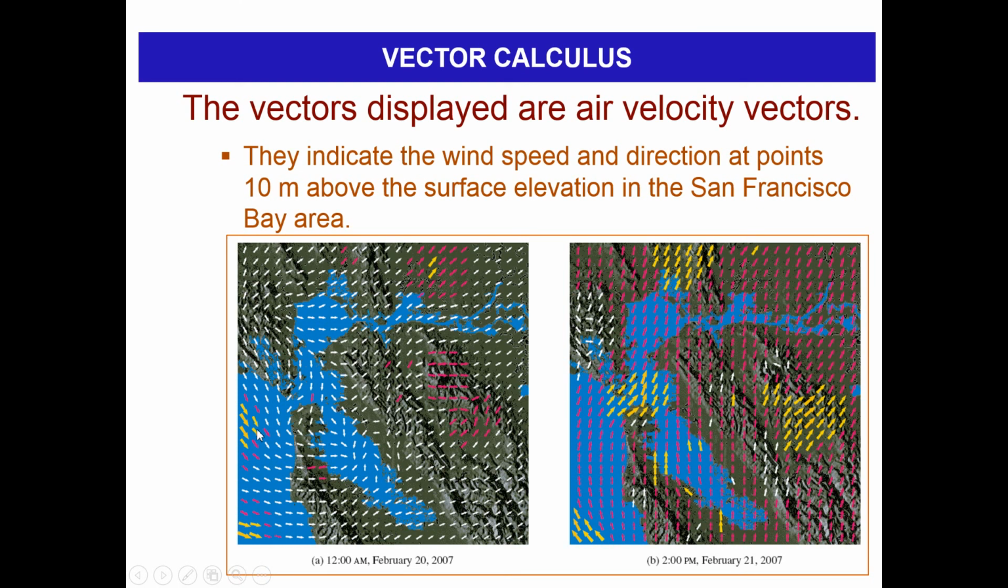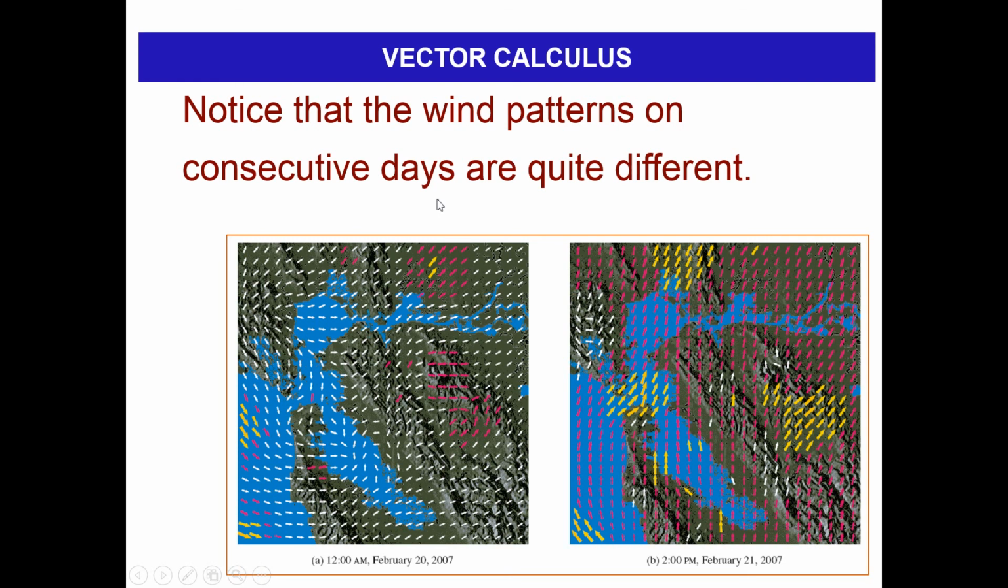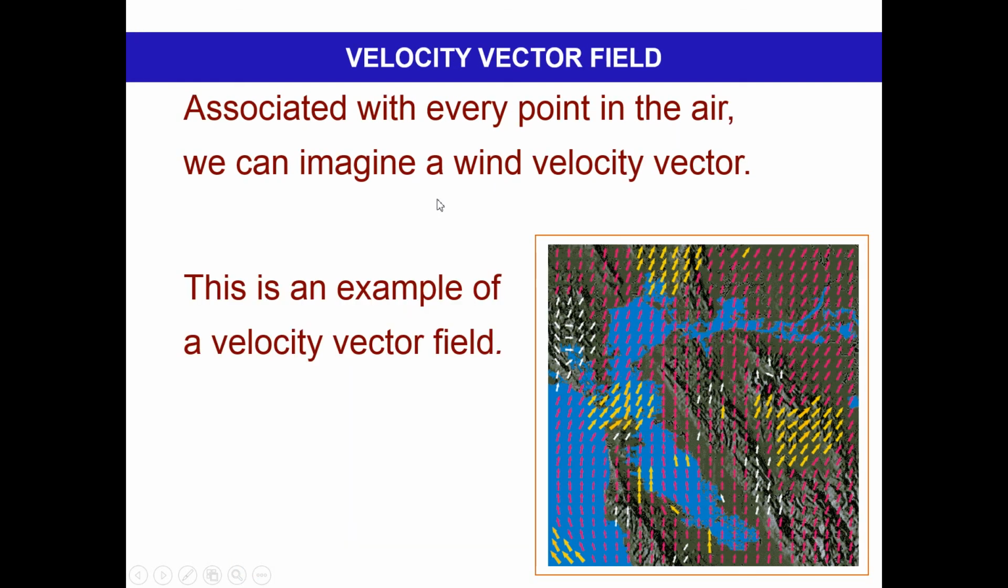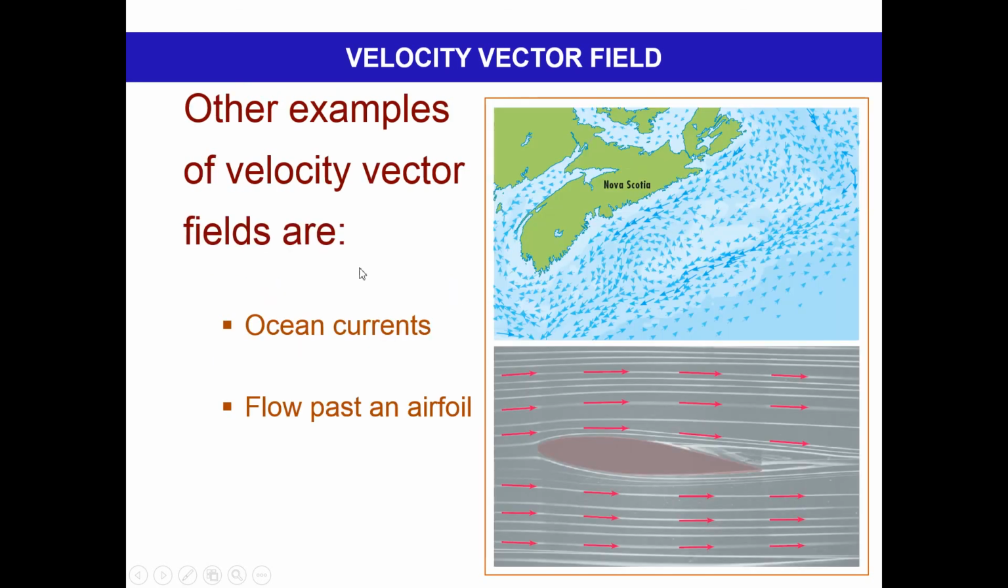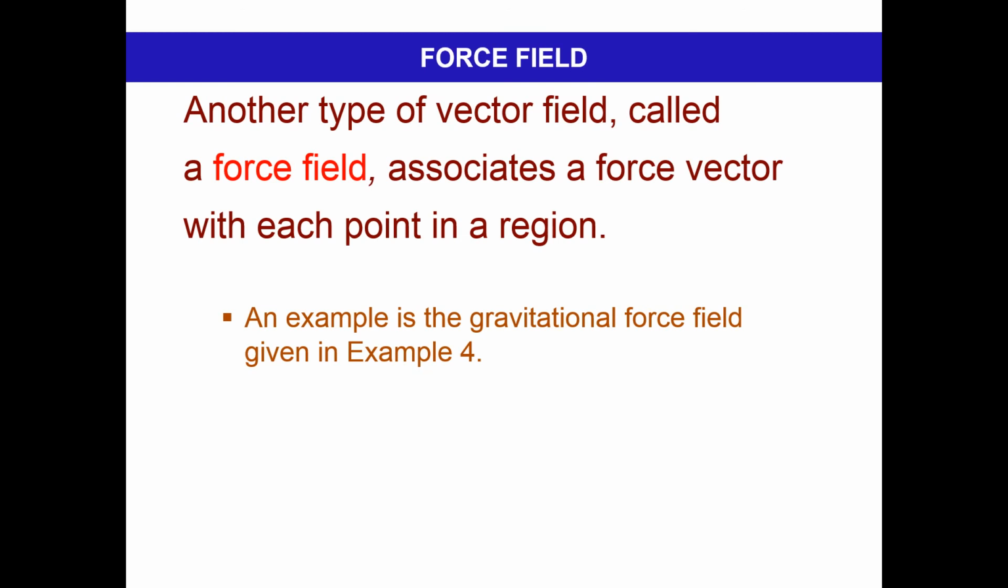So the direction of wind is different on both days. Notice that the wind patterns on consecutive days are quite different. Associated with every point in the air, we can imagine wind velocity vectors. So this is an example of a wind velocity vector. There are more examples of velocity vectors, like ocean currents, like flow past an airfoil.